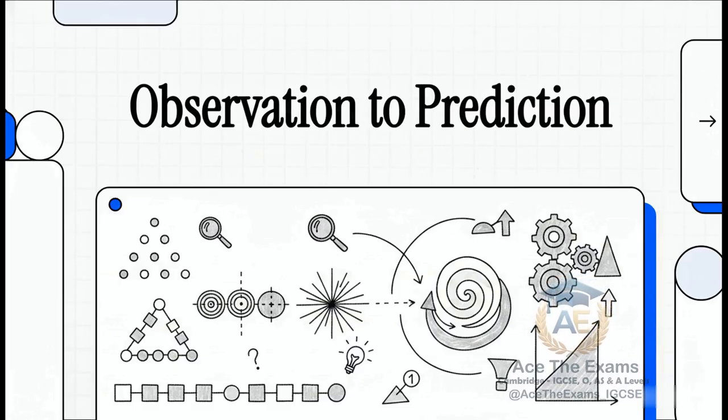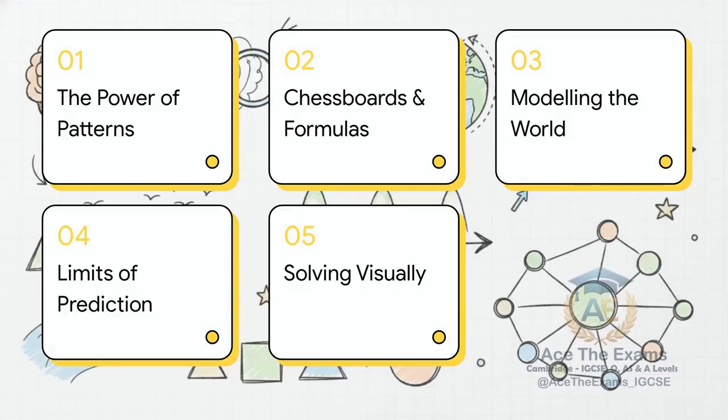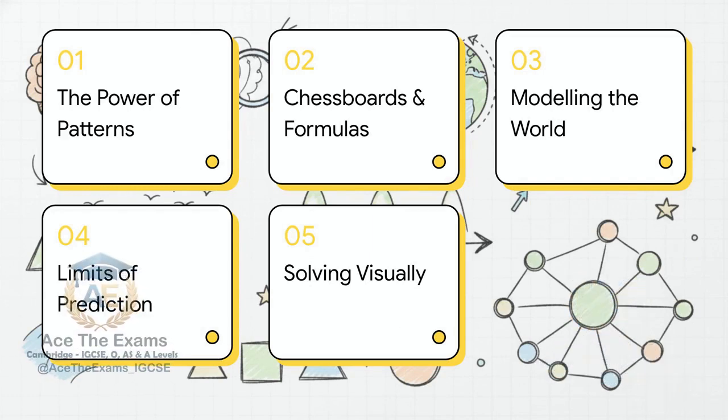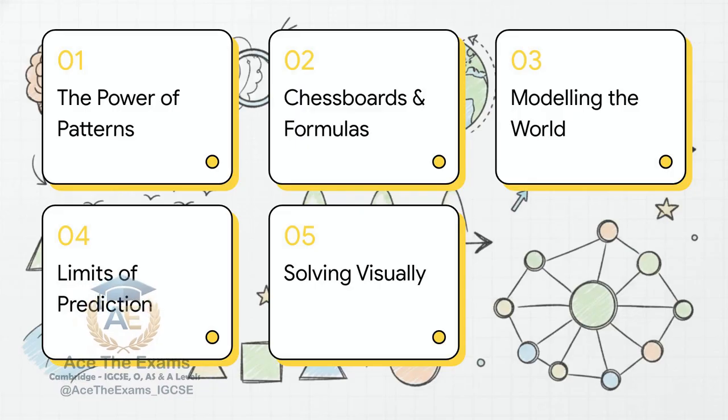So let's jump right in and see how a few simple investigations can literally change the way we approach complex problems. Here's a quick look at our roadmap for today. We'll start with the power of patterns, specifically looking at a house of cards. Then we'll move into chessboards and formulas, modeling the real world with some physics, understanding the limits of those predictions, and finally solving equations visually using technology.